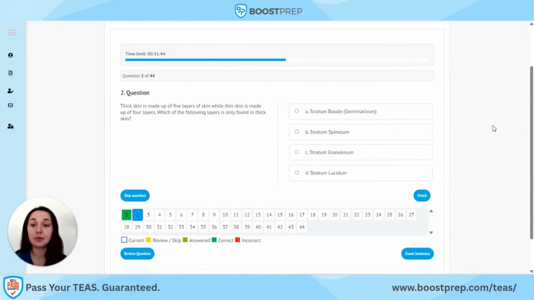Question number 2. Thick skin is made up of 5 layers of skin, while thin skin is made up of 4 layers. Which of the following layers is only found in thick skin? A. Stratum basale. B. Stratum spinosum. C. Stratum granulosum. Or D. Stratum lucidum.